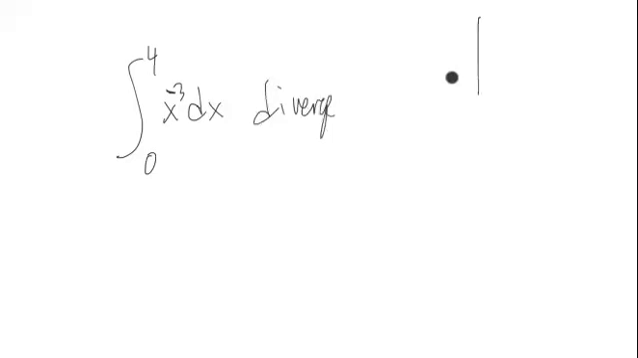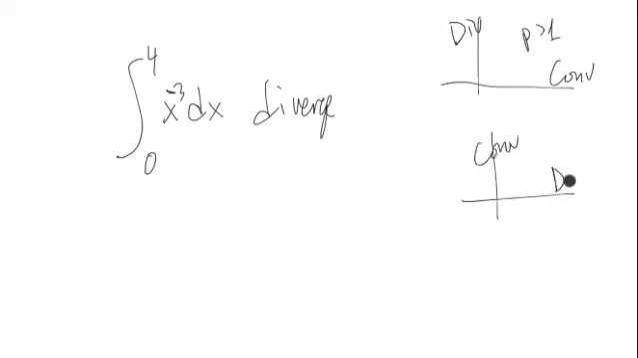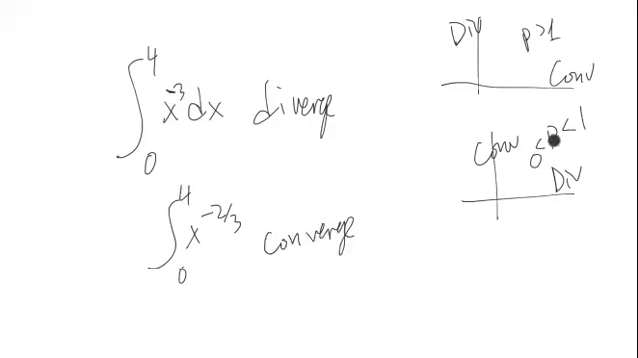We also have these two schematics to work with. We have diverge, converge if p is bigger than 1, and then we also have converge, diverge if p is less than 1, as we go along. So this one diverges. If we have x to the negative 2/3 and we're going from 0 to 4, this one right here will converge, because it matches this one right here.